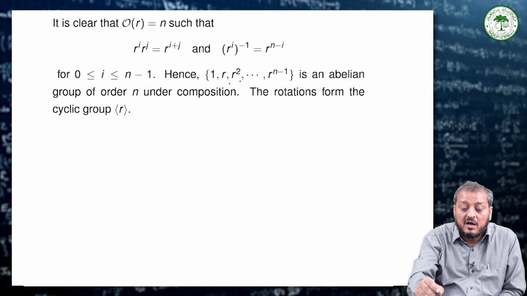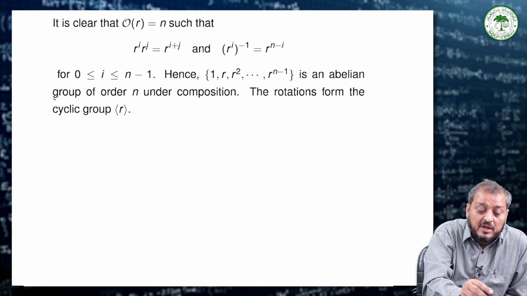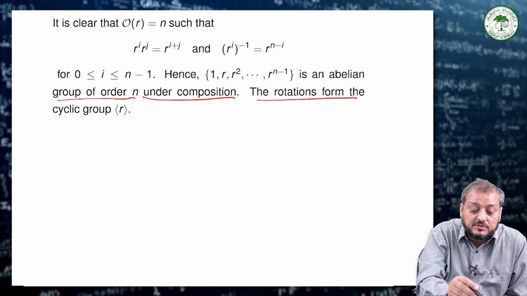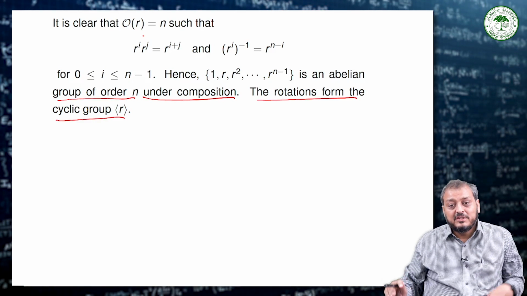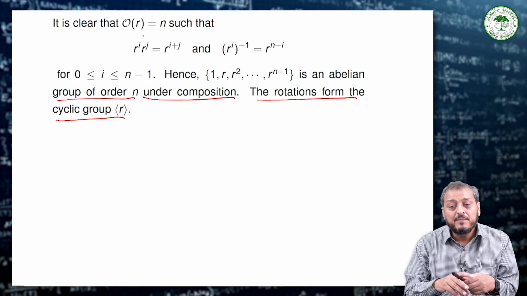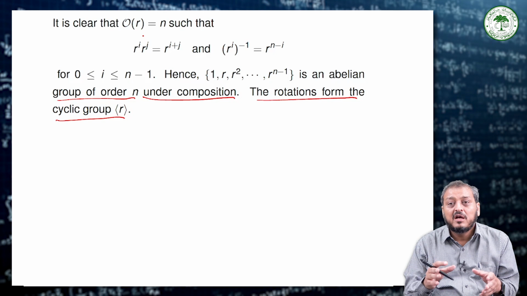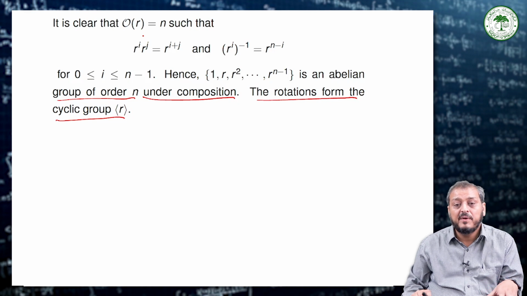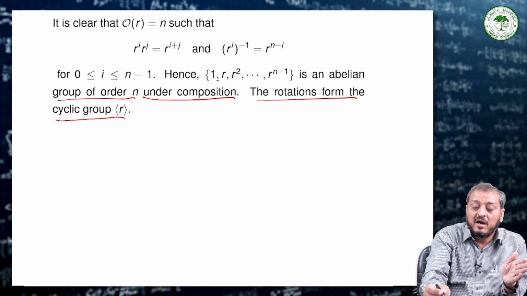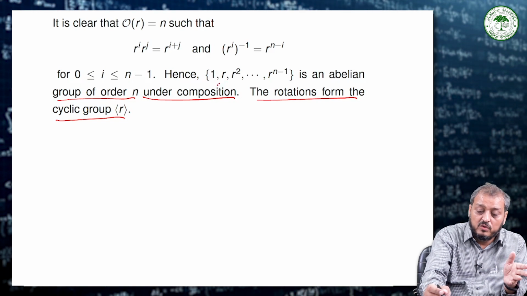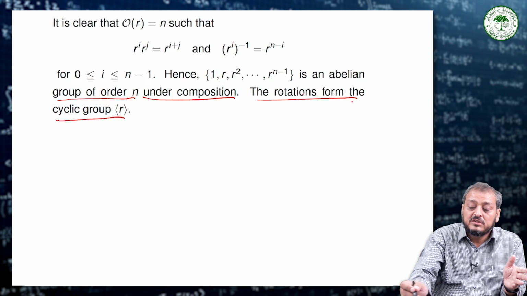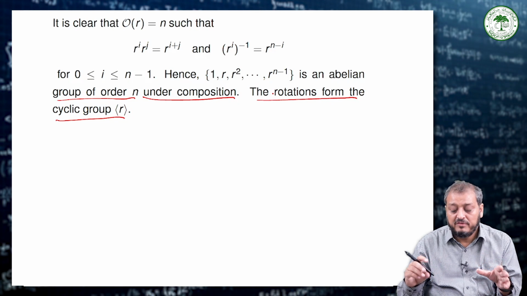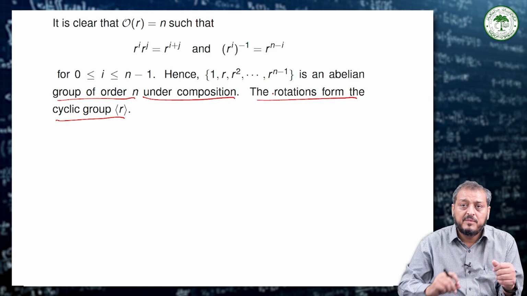So here 1, r, r square, up to r to the n minus 1, is an abelian group of order n under composition. So the rotation forms a cyclic group generated by r. So these rotations clearly form a group under the composition, and this is generated by r. So r to the power n is equal to identity, and all the elements are powers of r. So we can say that this forms a cyclic group generated by the element r.